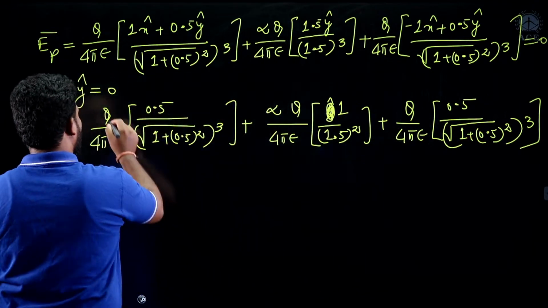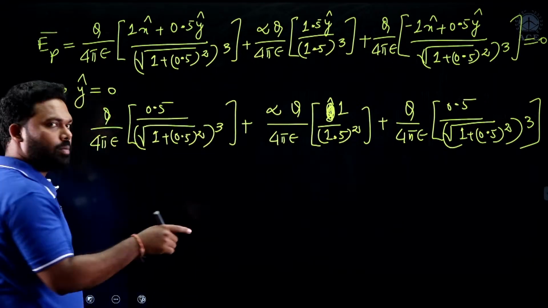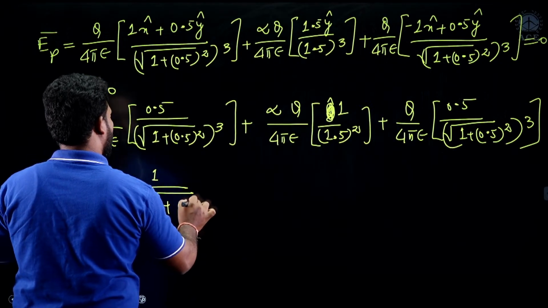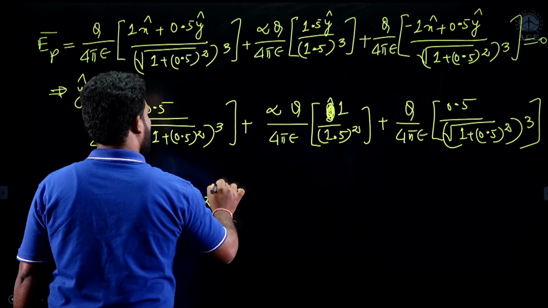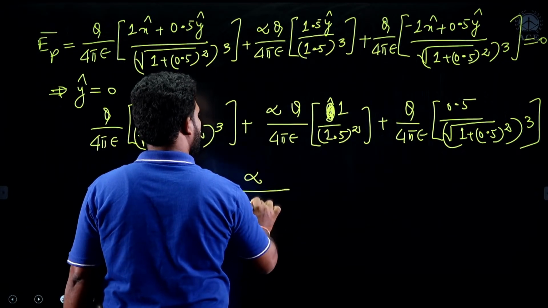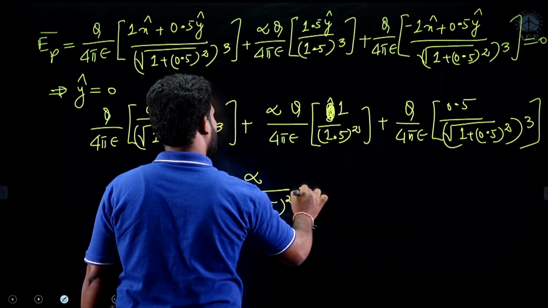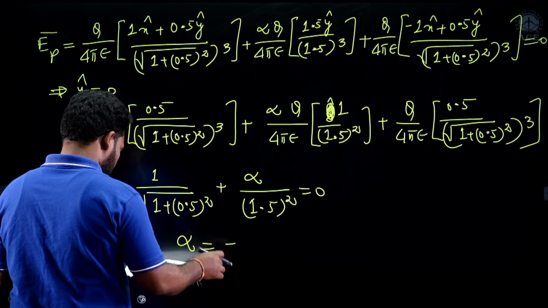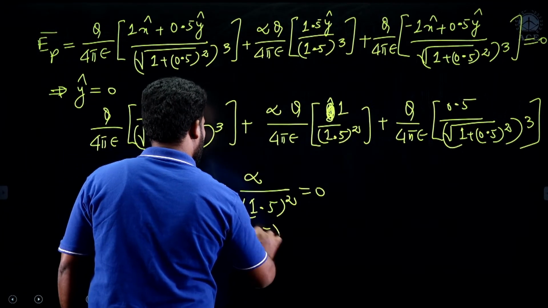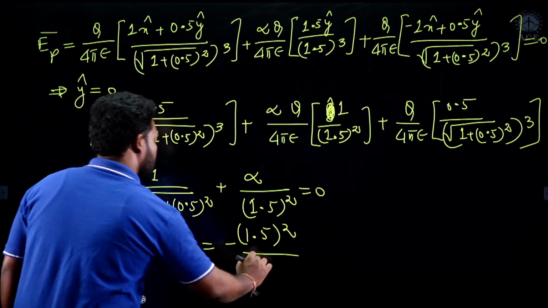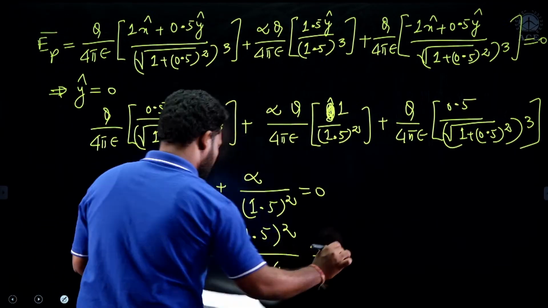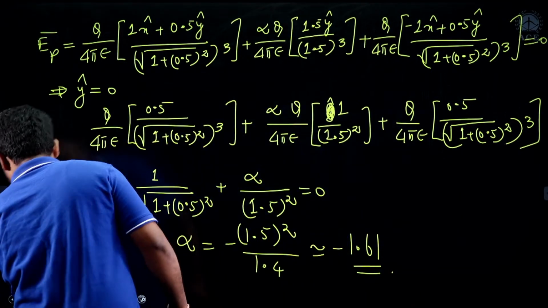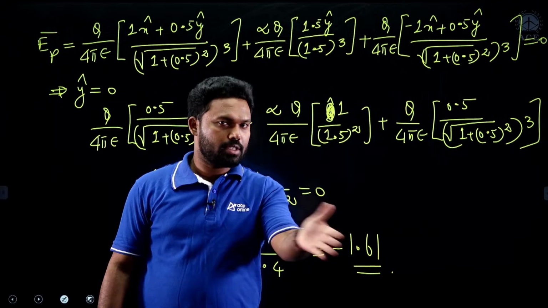it is a 1, and you can just remove this q on both sides, and 1 by 4 pi epsilon is also constant, remove on both sides. It is 1 divided by square root of 1 plus 0.5 whole square plus alpha divided by 1.5 whole square, which is equal to 0. So the alpha value, you can check it out, which is equal to minus, this will turn out to be minus 1.5 whole square. This approximately you will get it as 1.4. So you can check out, this one will approximately equal to minus 1.61. So directly, the idea here is the superposition principle, rest of the thing is the algebra.